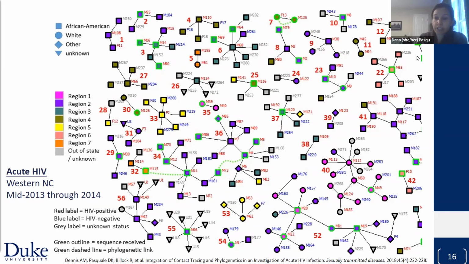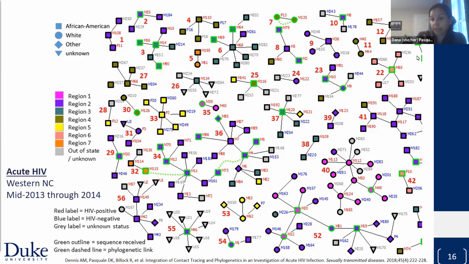So NCDHHS was concerned that there might have been an outbreak occurring as a result of rapid serial transmission from one highly infectious, acutely infected person to another, just onward. But they weren't sure if it was definitely an outbreak of acute HIV versus an increase in diagnoses during the acute phase, which is actually an indicator of better case finding and is a success.